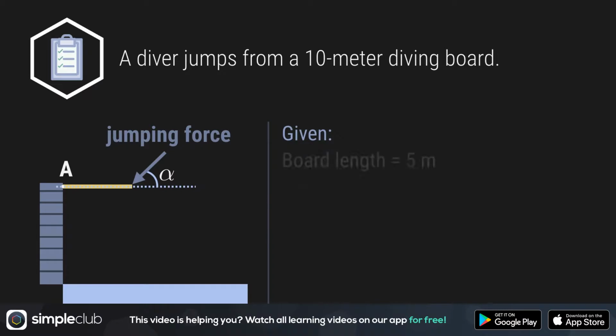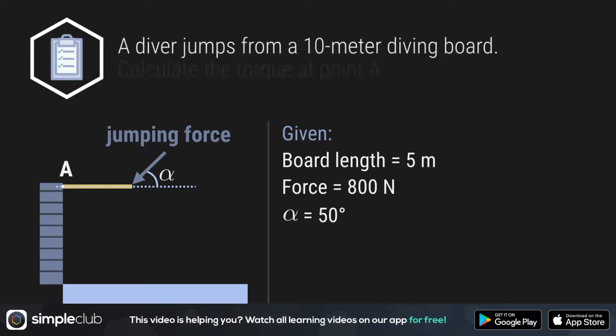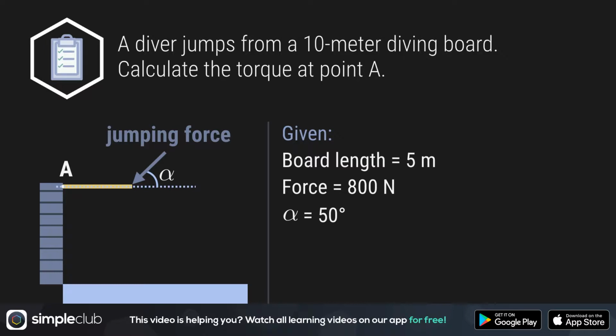What are the values known to us already? We know the length of the board, and we know the force exerted by the diver onto the side of the board. Right, almost forgot. We also know the angle by which the force is inclined relative to the axis on the board. Now, we want to figure out the torque that is exerted onto the left end of the board.